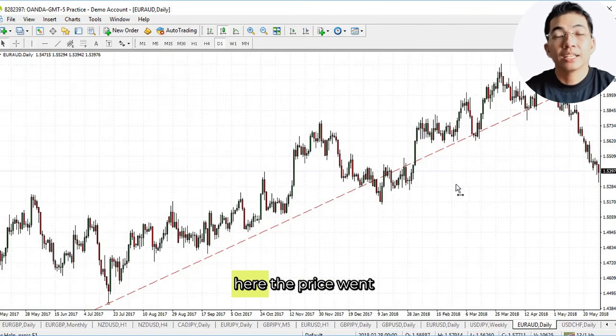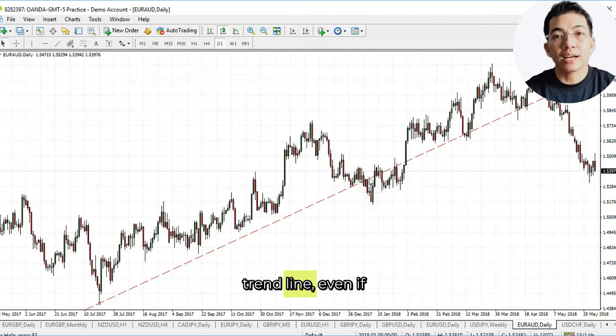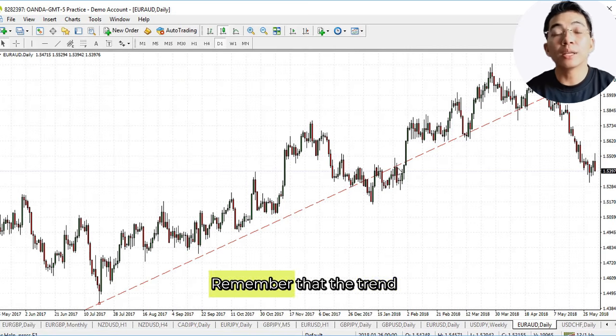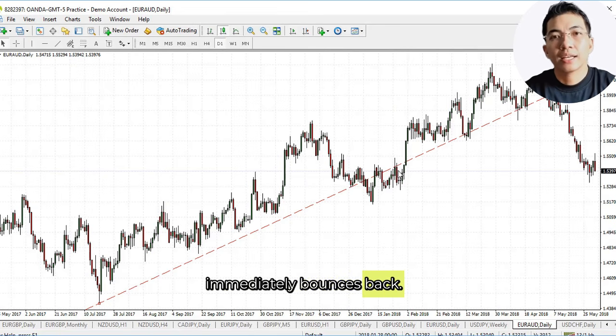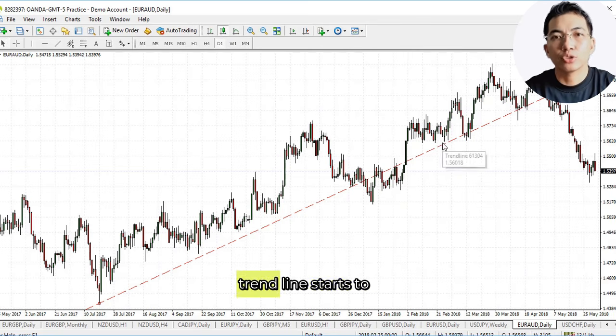You can see that here the price went a bit under the trend line, even if not that much. Remember that the trend line is an area just like support and resistance, so you shouldn't expect that the price hits the line and immediately bounces back. It's not an exit price, it is an area. After this period, the trend line starts to work again perfectly. Here it goes up, it comes back, and then it goes up again. Then it comes back on the trend line and bounces back. At the end, the price breaks the trend line and starts a new down movement.